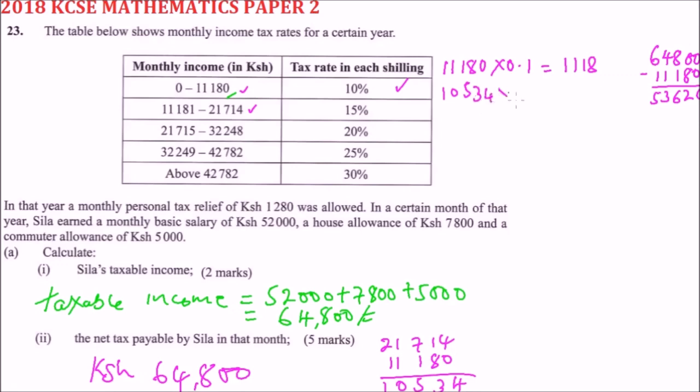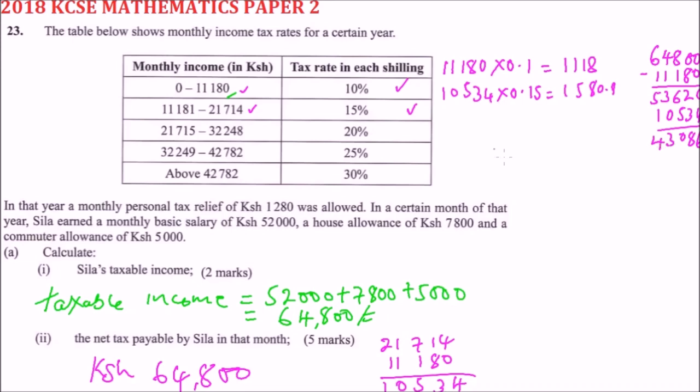Then for the next bracket we will calculate 10,534, and you multiply by 15%, which is the same as 0.15, and that will give us 1,580.1 using your calculator. So this is the amount in the second bracket. We are through with that. We subtract 10,534 from the balance of the taxable income, and we will be left with the remainder.